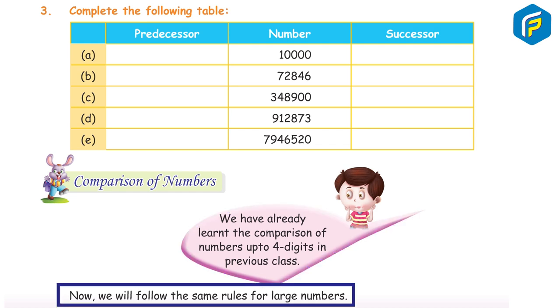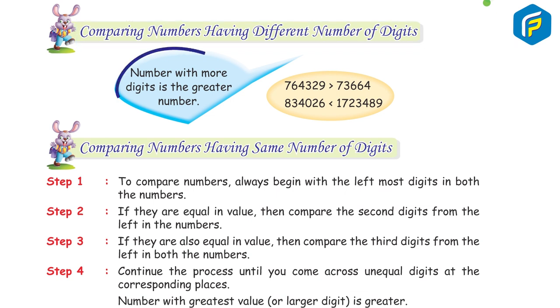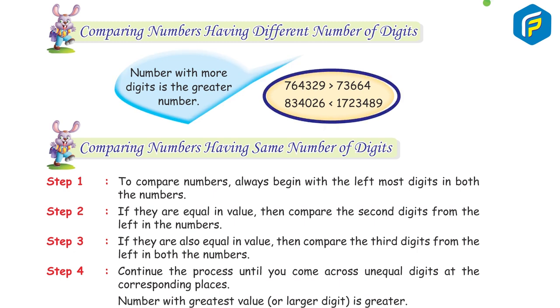Comparison of numbers. We have already learned the comparison of numbers up to 4 digits in the previous class. Now, we will follow the same rule for large numbers. Comparing numbers having different numbers of digits. The number with more digits is the greater number. 76,4329 is greater than 73,664.